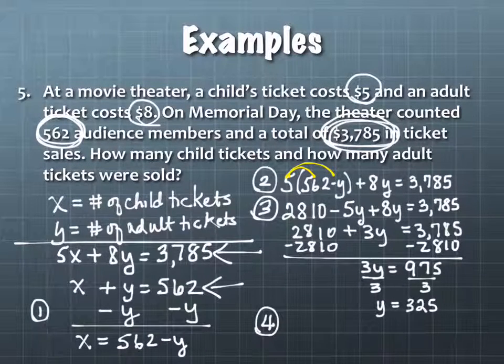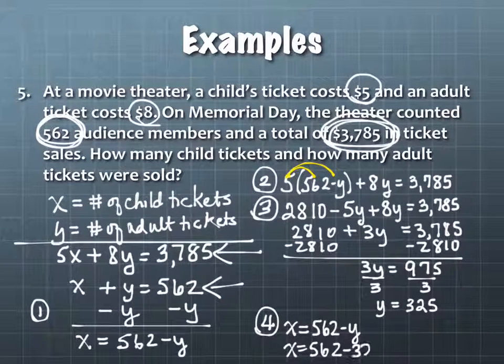I've got 2 equations on the board. Which one's easiest to solve to find x? The second one. And in fact, it's even easier if I use the version of the second one that's on the very bottom left-hand side of my screen, because it's already solved for x equals. So I know that x equals 562 minus y, so I can do 562 minus the 325. What will that give me? 237.